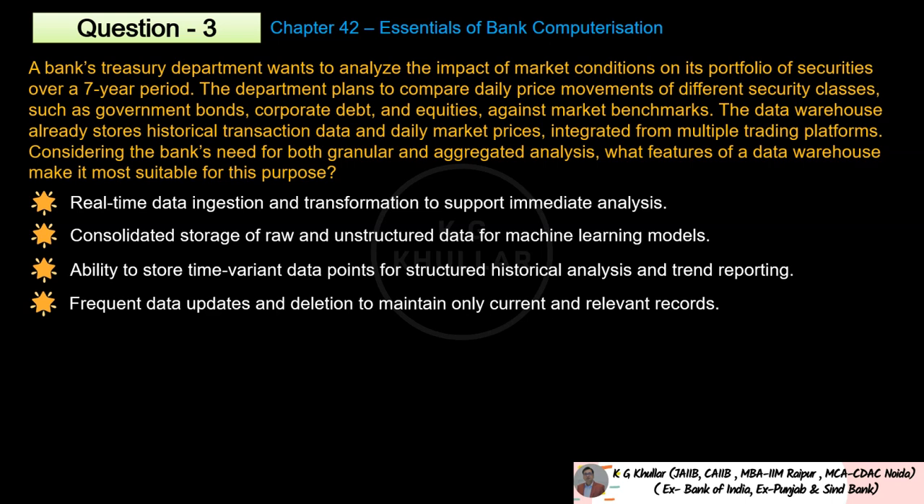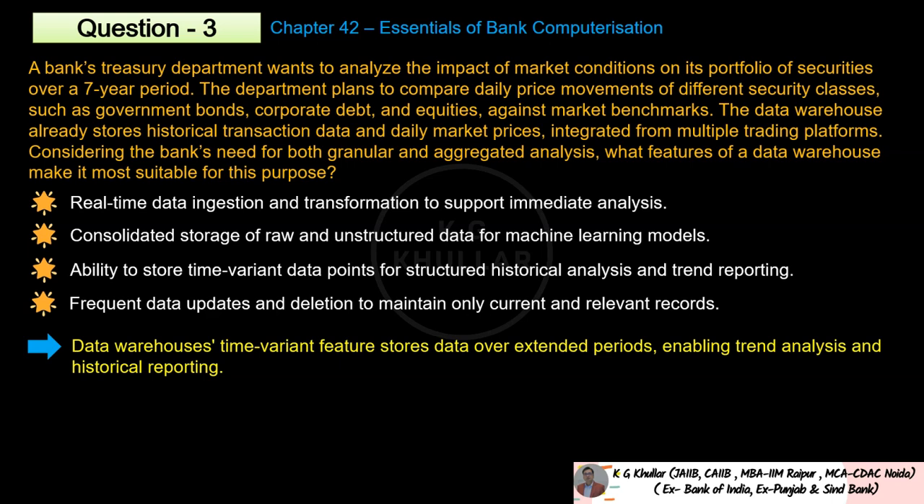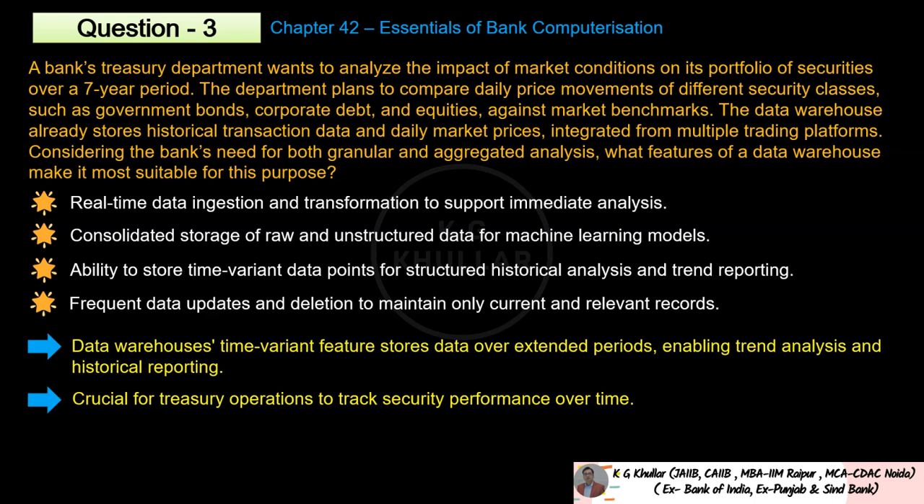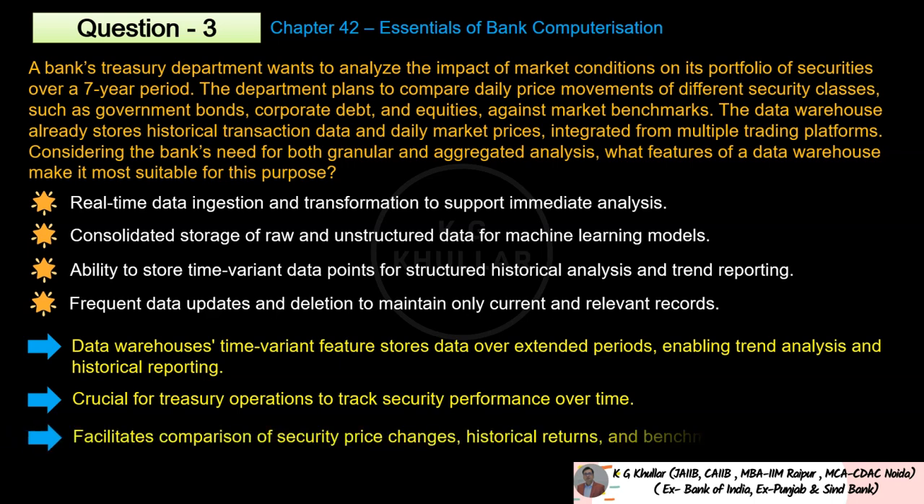Now friends, one of the main strengths of a data warehouse is its time variant nature, which allows it to store data over longer periods, for example 7 years, for trend analysis and historical reporting. Now, this feature is essential for treasury operations that require analyzing how different securities perform over time. The time variant characteristic in fact enables the bank to track changes in security prices, compute historical returns, and also compare them against benchmarks. Thus, the correct option for the given question is option C here.